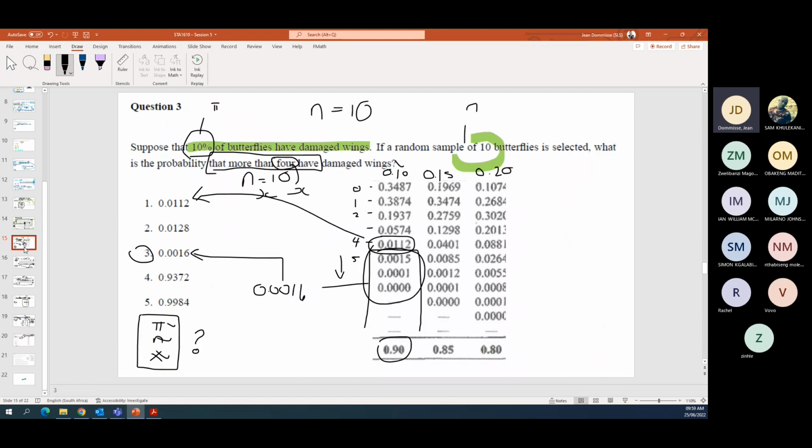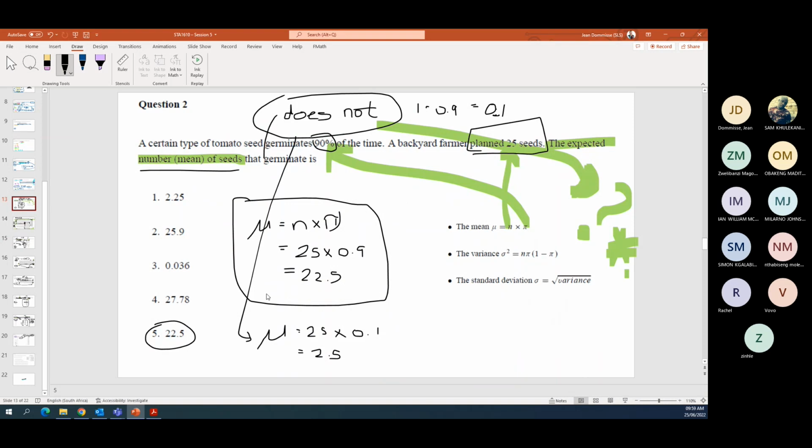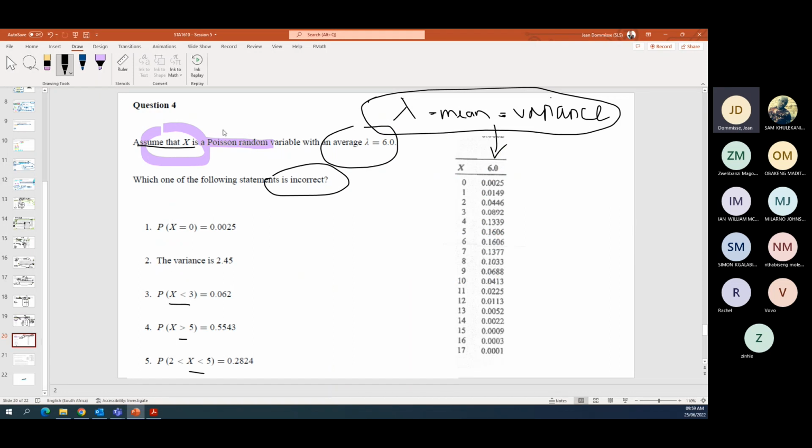With a binomial, I will first work out the expected value and the variance, because with binomial it is easy, with Poisson it is easy. So my lambda is 6, so my mean needs to be 6, and my variance needs to be 6. Here they say variance 2.45, wrong, because it needs to be 6.